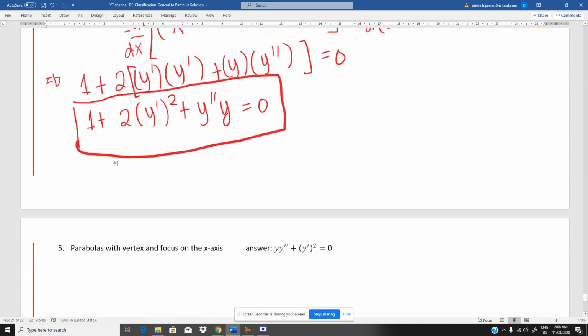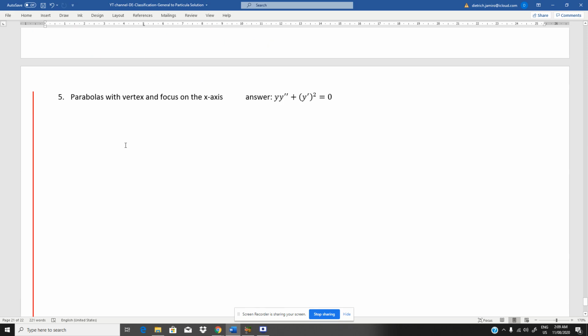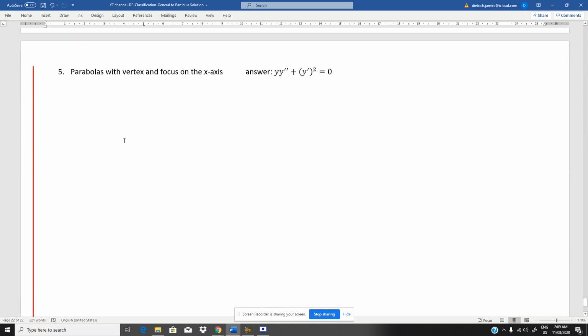Now let's go to our last problem. Parabolas with vertex and focus on the x-axis. So like I told you, we have to draw it first. Parabolas with vertex and focus on the x-axis. Meaning our vertex, for example, this is our vertex and this is going to be our focus. By this, we can see that the parabola is like this.